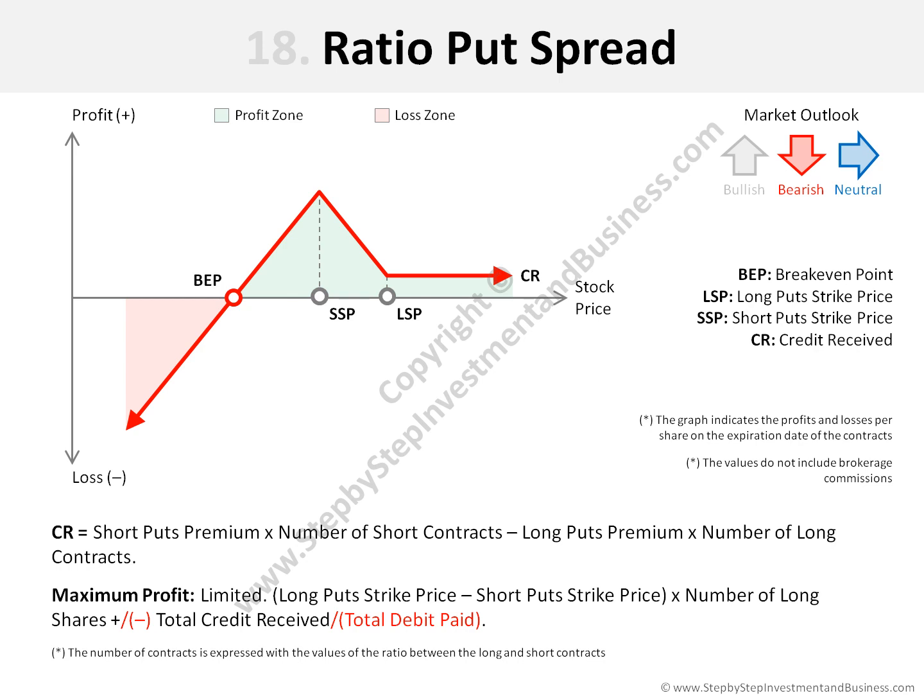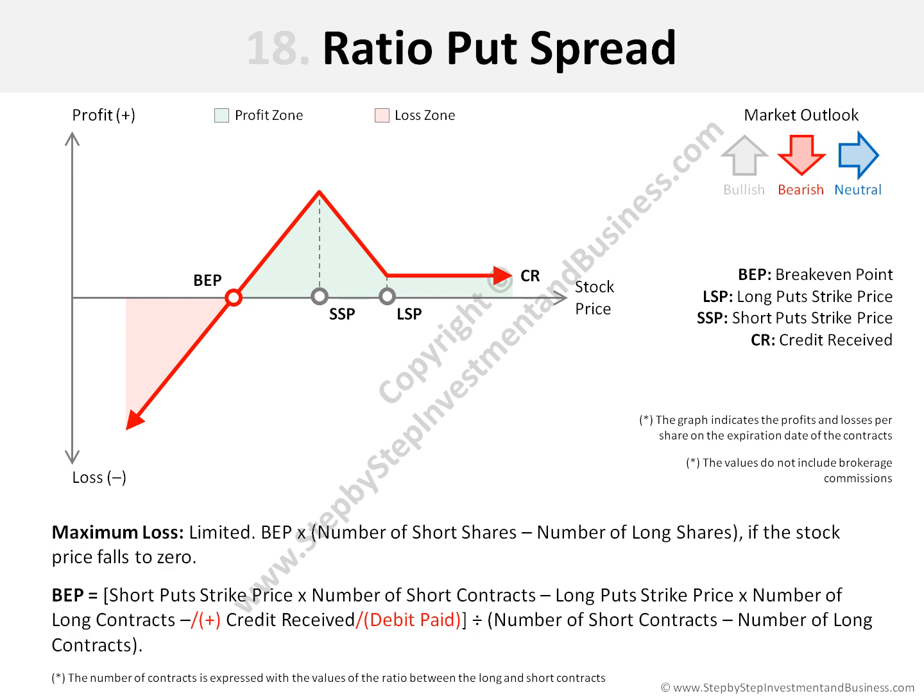The maximum profit on this strategy is limited. The most we can make is equal to the strike price of the long puts minus the strike price of the short puts multiplied by the number of long shares plus the total credit received. Before we go any further, we will make a clarification about the contracts. In each of these equations, the number of contracts is expressed with the values of the ratio between the long and short contracts. That is, we must use the values of the ratio and not the total values. And of course, with long contracts, we refer to contracts purchased, and with short contracts, we refer to contracts sold.